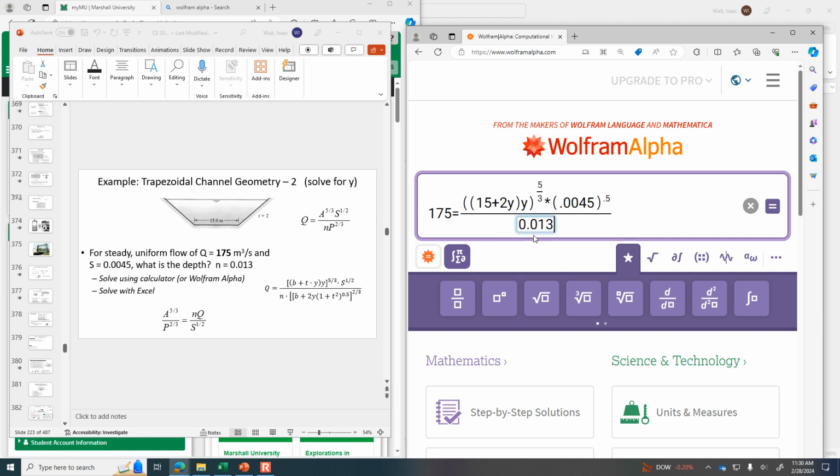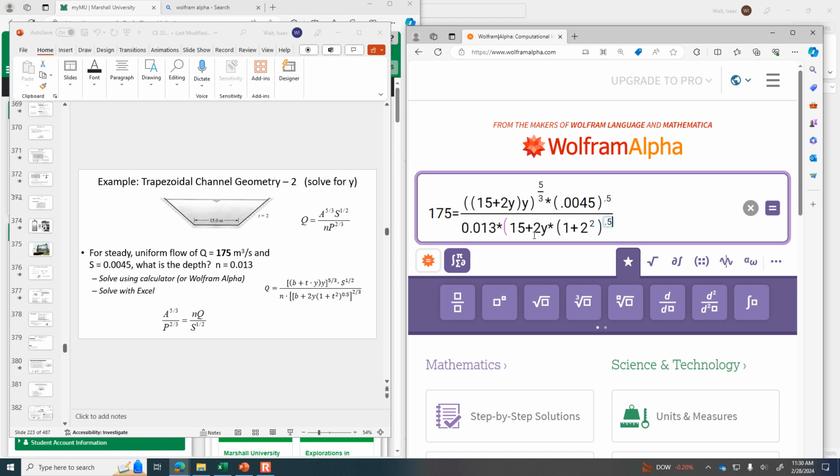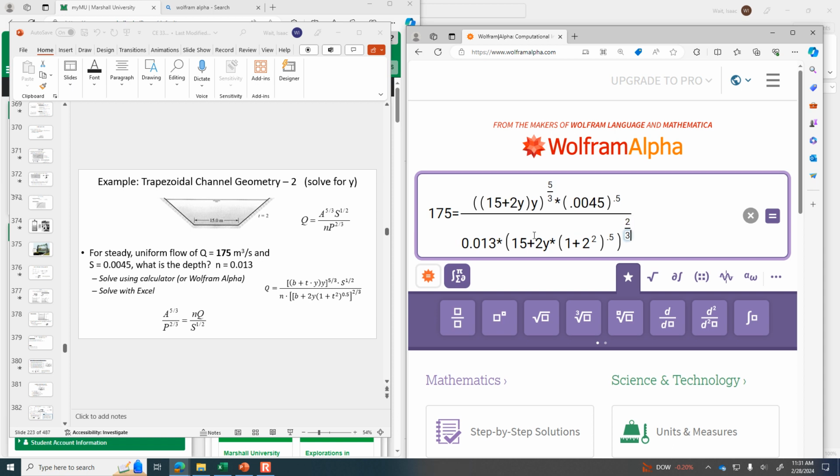0.013 times 15 plus 2 times y, 1 plus 2 squared. I mean, some of this I don't necessarily have to do in Wolfram Alpha. I could have just known that. Like inside the parentheses there is 5, 2 squared plus 1, but we'll do full bore, have it handle every calculation. All right, now I think I'm ready for the 2/3 power, and then we'll let it rip to calculate what is the y value that makes all of this on the right-hand side equal to 175.